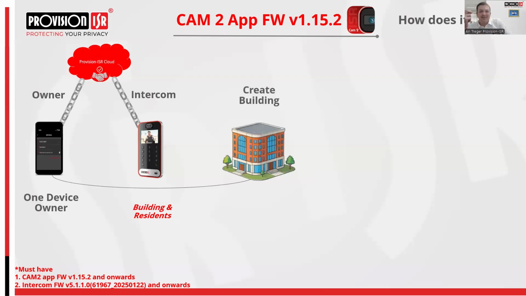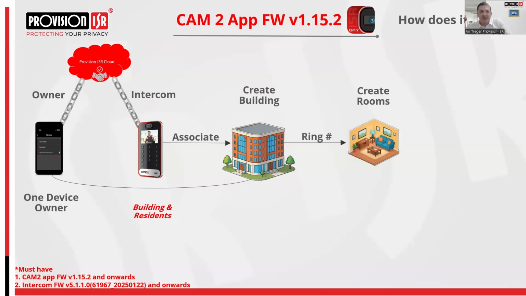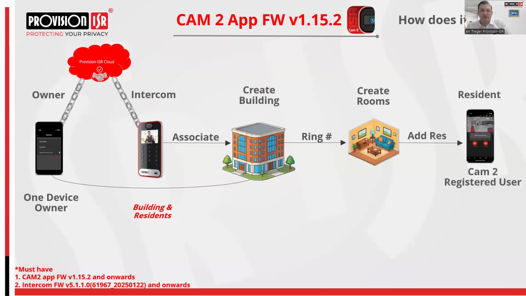First, we need to create a building. Once we create a building, we associate an intercom with it. Now that we've got a building with an associated intercom, we can begin creating rooms. Think of rooms as ring numbers. They define where the calls will actually be directed. And once the room is created, residents can be added by using their CAM2 user account credentials.